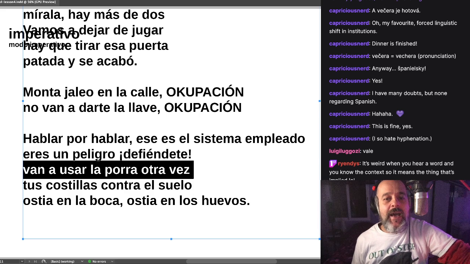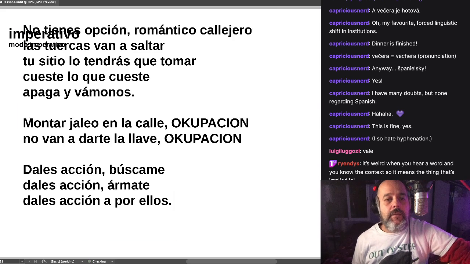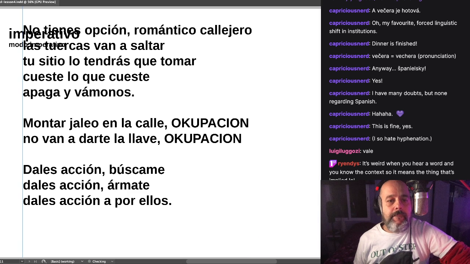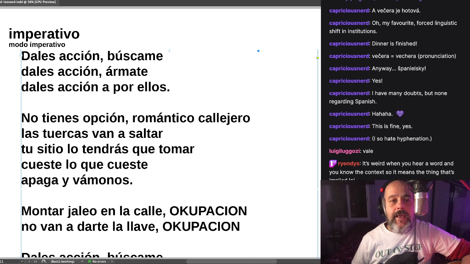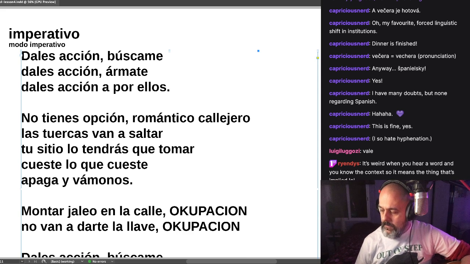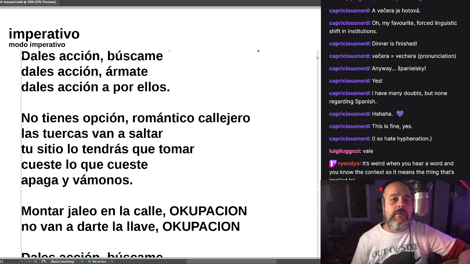Montájale en la calle, no van a darte la llave. Sorry, wrong button. Okay, paste. So, dale esa acción. Eso es. Dale esa acción. Búscame. Dale acción. Ármate. Dale acción. A por ellos.